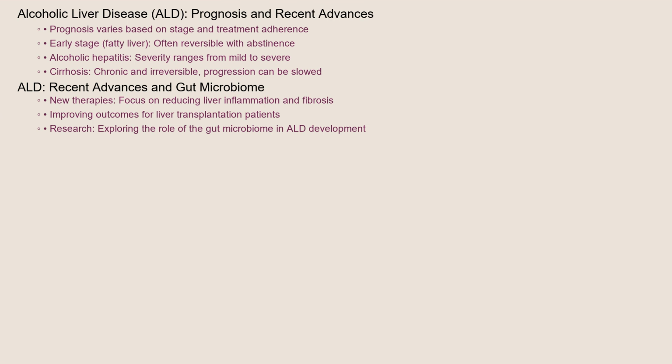The prognosis of alcoholic liver disease varies depending on the stage of the disease and the patient's adherence to treatment. Early stages like fatty liver can often be reversed with abstinence from alcohol. Alcoholic hepatitis can range from mild to severe, with a significant risk of mortality in severe cases. Cirrhosis is a chronic and irreversible condition, but the progression can be slowed with treatment and lifestyle changes.